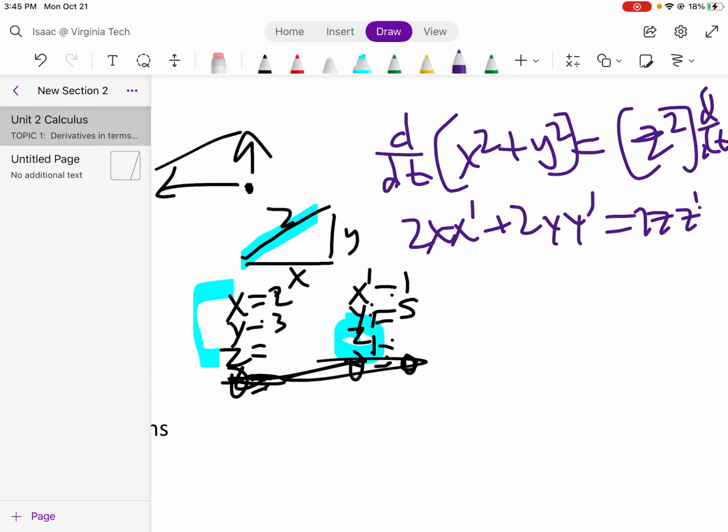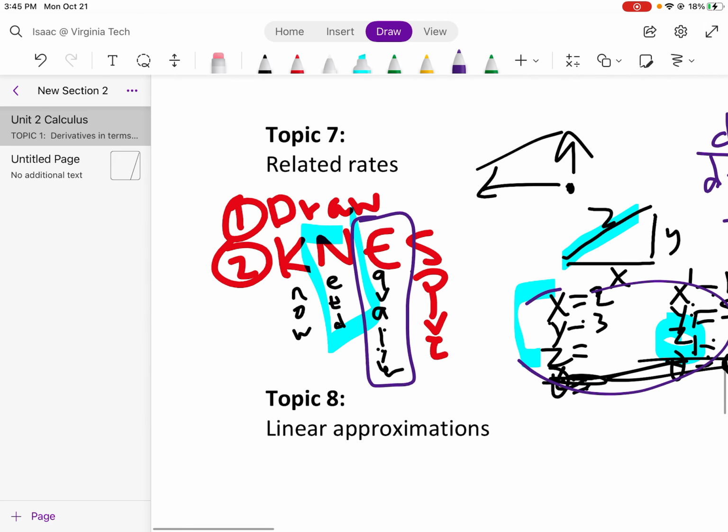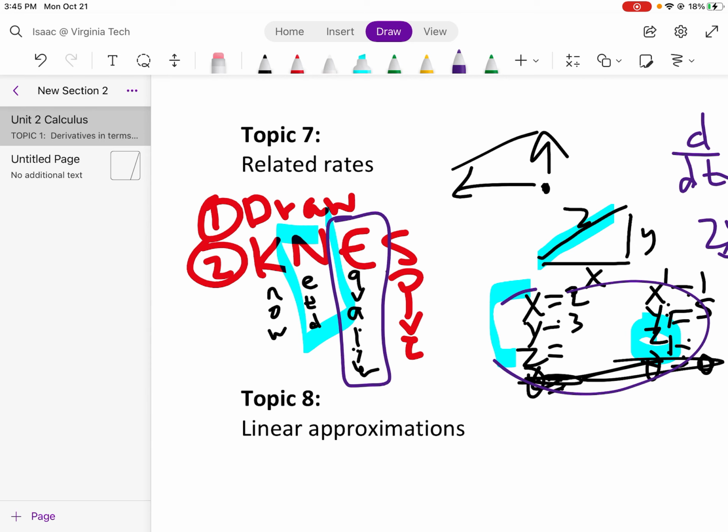And then essentially what you would do is plug in all these values and solve for z prime. That's just algebra. So at the end of the day, these problems aren't really hard. The hardest part is knowing what everything in the question is. What is this thing they just told me? Would that be the x? Would that be the y? That's why you draw it.